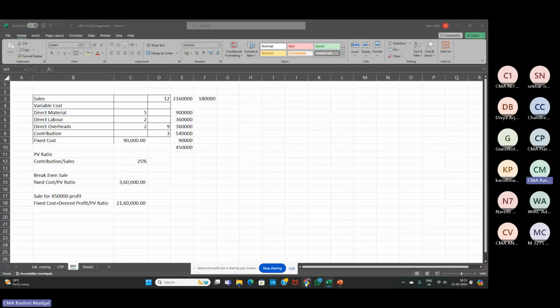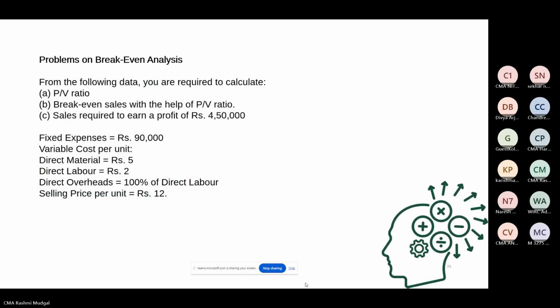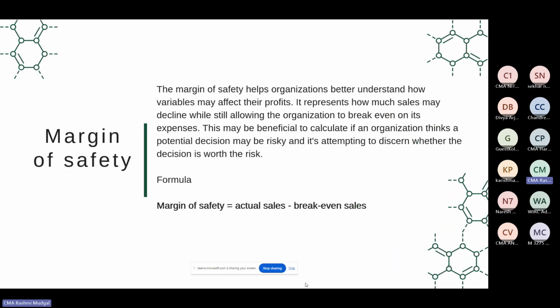So next I come with the next slide, with margin of safety. Margin of safety helps the organization to better understand how variables may affect their profit. It may be beneficial to calculate if the organization thinks a potential decision may be risky and it's attempting to discern whether the decision is worth the risk or not. But exactly, the formula for the margin of safety is actual sale minus my break-even sale.